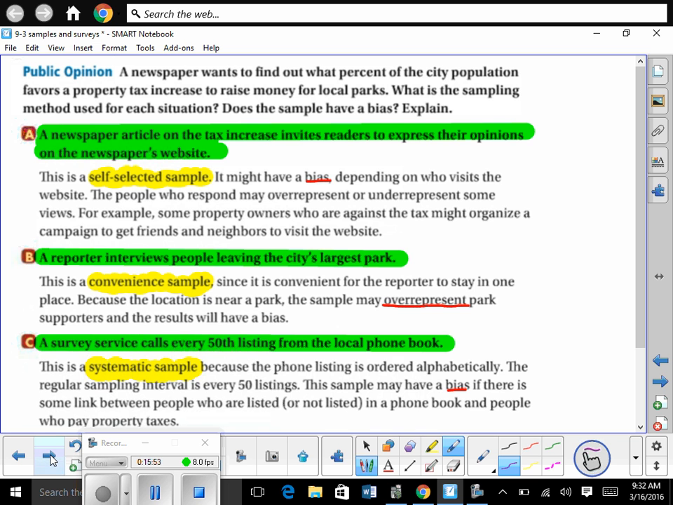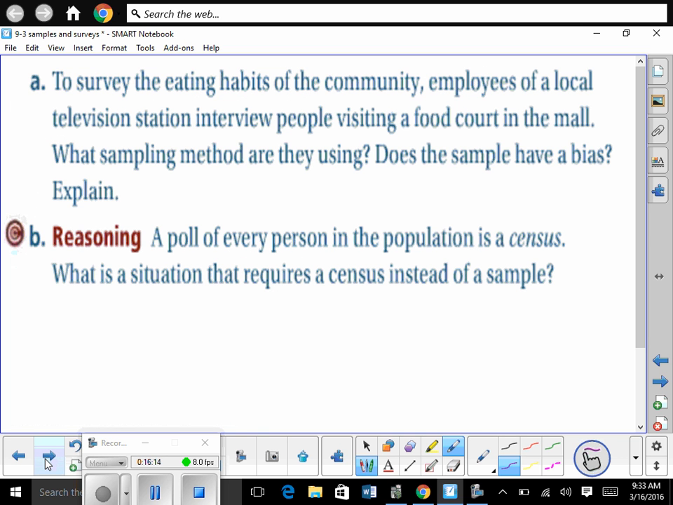All right, and then in C, a survey service calls every 50th listing from the local phone book. What kind of? Systematic. Yeah, it'd be systematic, right? Every 50, every 50, every 50 you call. And then it might have a bias because if there's some link between people who are listed in the phone book or not listed in the phone book, they might have an opinion, one stronger than the other, on paying property taxes. Okay, so let's answer these two and I'll let you go.